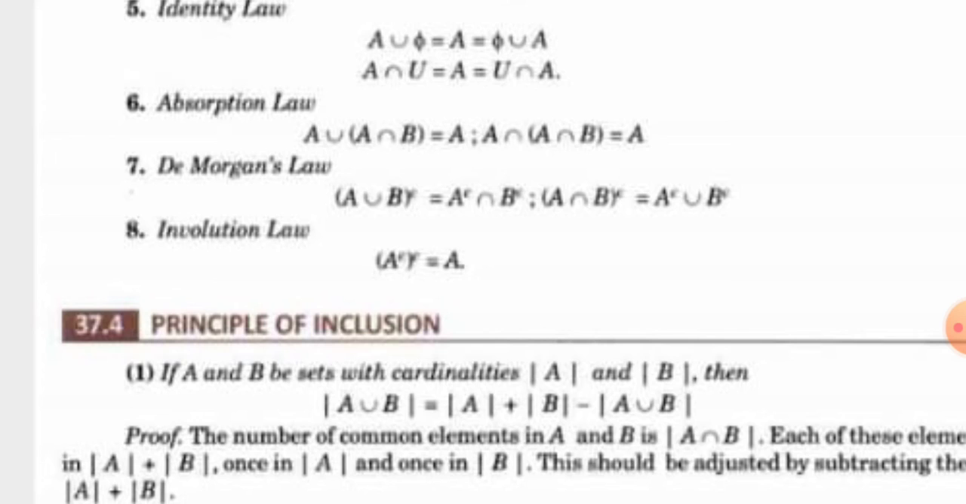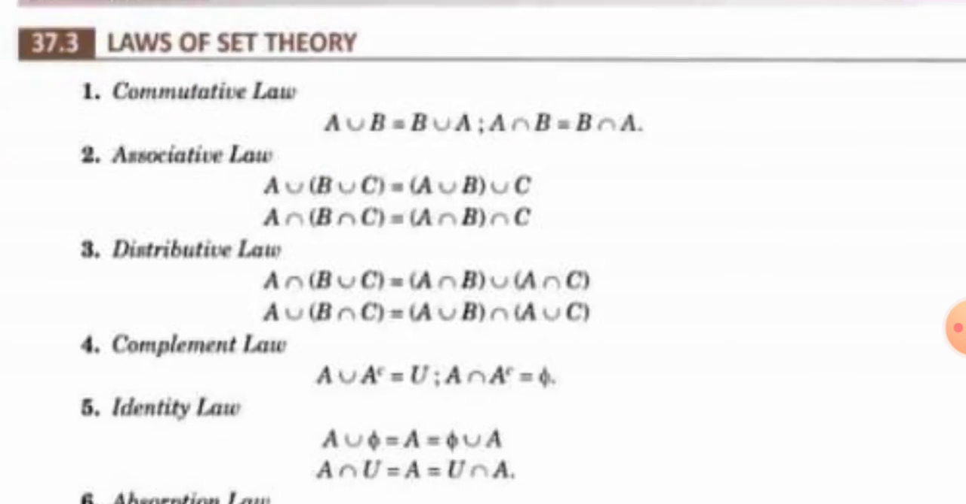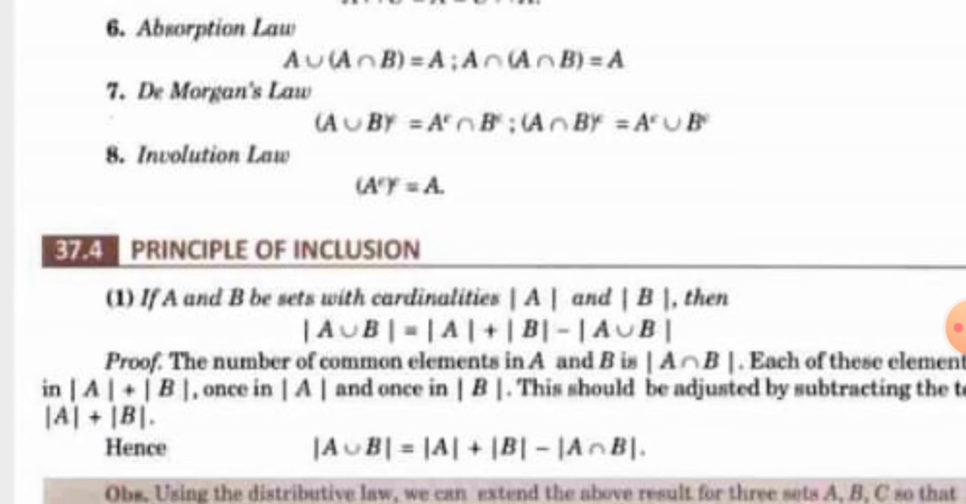De Morgan's law: (A union B) complement is equal to A complement intersection B complement, or (A intersection B) complement is equal to A complement union B complement. Involution law: (A complement) complement is equal to A itself. So these are the laws of set theory, and these all hold good.